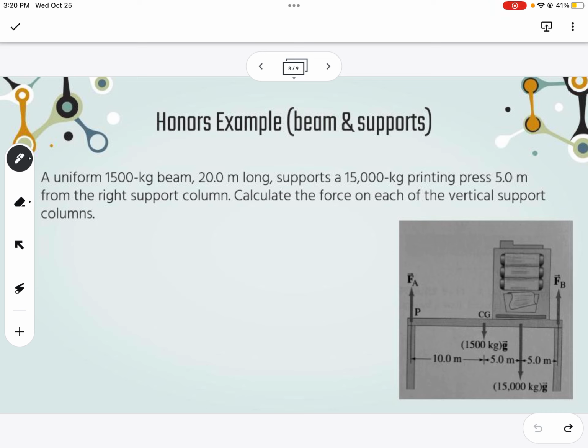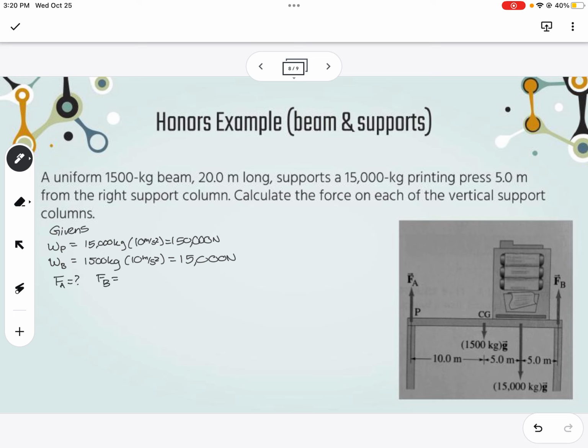Okay, so let's think about our givens here. It's been a little while since we've written a givens list. I have the weight of the press. They're telling us that the press is 15,000 kilograms. To figure out the weight, that's just my mass, so we multiply by 10. We're going to get 150,000 newtons. Then I'm also going to have the weight of the beam. They're telling us that the beam is 1,500 kilograms. I'm going to multiply that by 10 to find the weight, and we get that the weight of the beam is 15,000 newtons. What we're trying to figure out here is what FA and FB are.